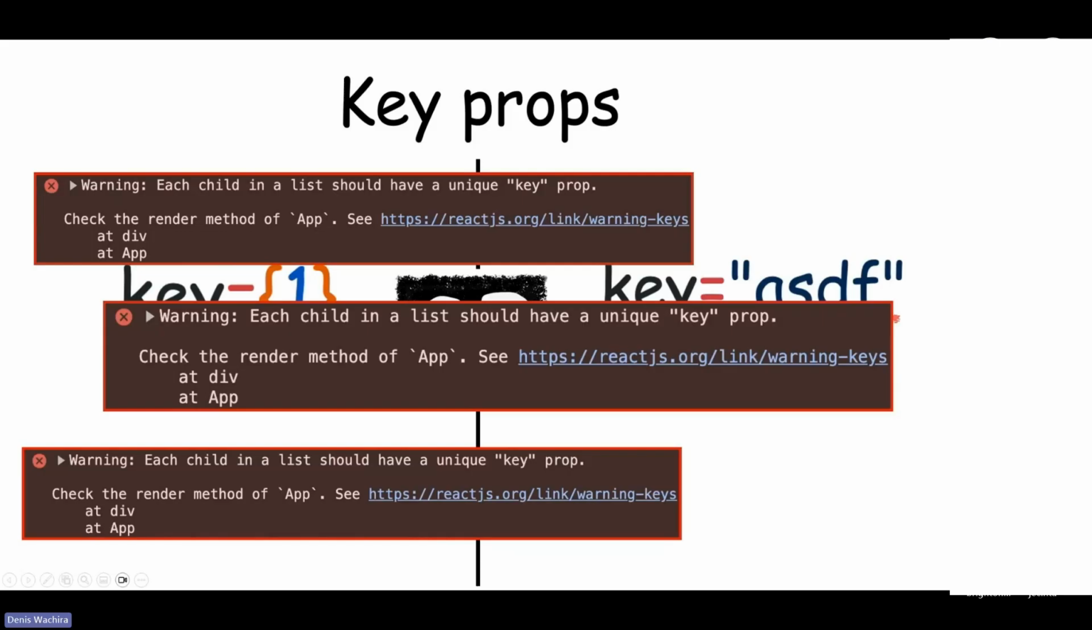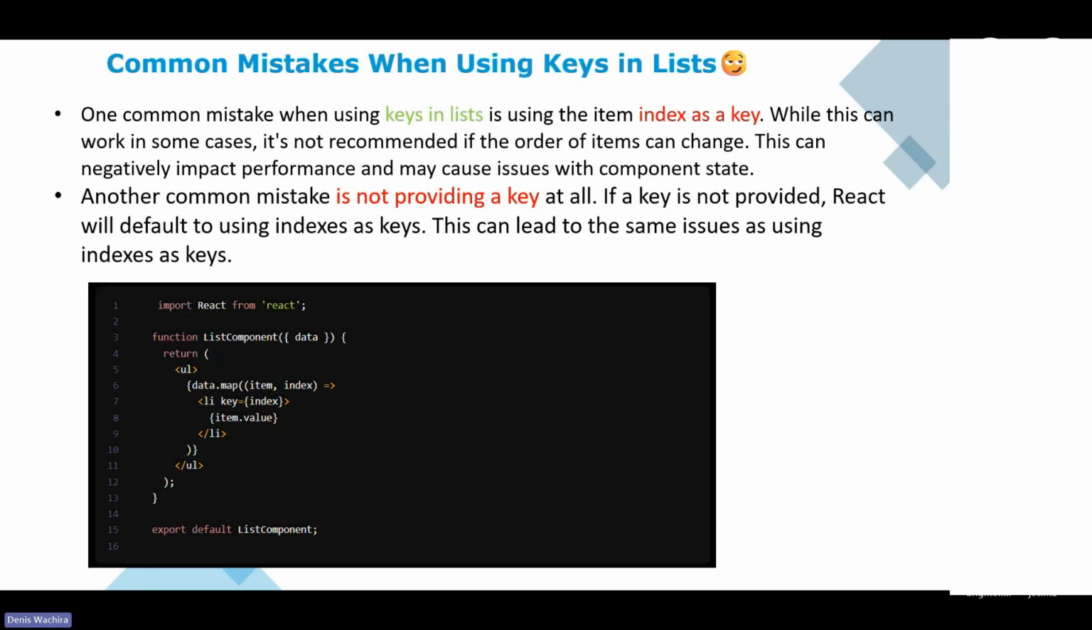Then we have some common mistakes when using key in a list. One common mistake is using the item index as the key, whatever you have done. So yes, it can work in some cases, but it's not recommended. Why? If the order of items can change, this can negatively impact the performance and may cause issues with the component state.